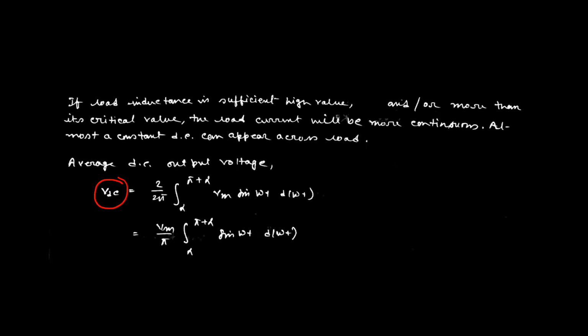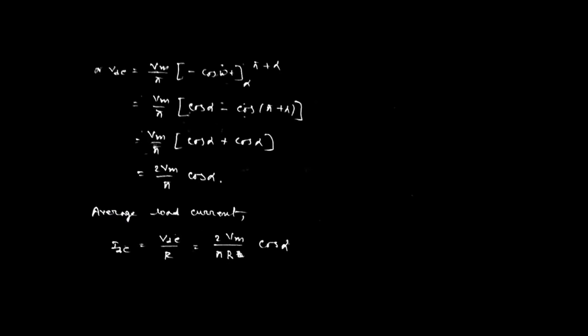In this way, we can write the expression that is 2 by 2 pi integration of alpha to pi plus alpha Vm sin omega t d omega t. And after simplification, we will get the result of the average output voltage of the load that should be equal to Vm by pi integration of alpha to pi plus alpha sine omega t dt. Okay, that means we can simplify further in this way.